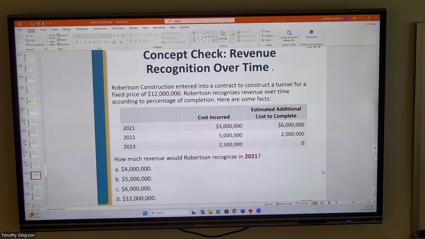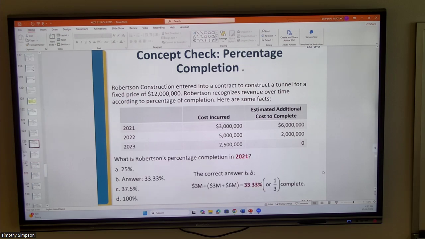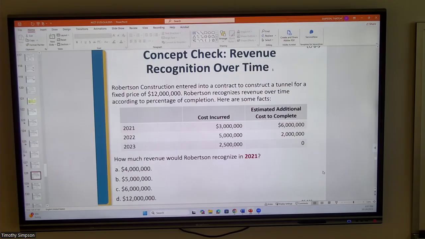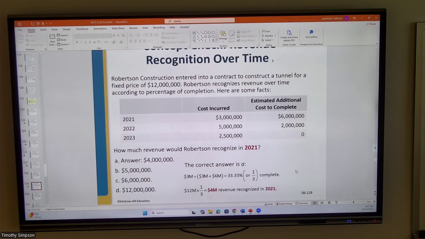How much revenue did Robertson recognize in 2021? Well, we go back to 33 1/3, which is 1/3. So as a result, what are they going to recognize? It's essentially 1/3 of the 12 million. Here we're taking cumulative cost at this particular point in time as a percentage of total completion cost altogether. That percentage is then multiplied against total revenue.